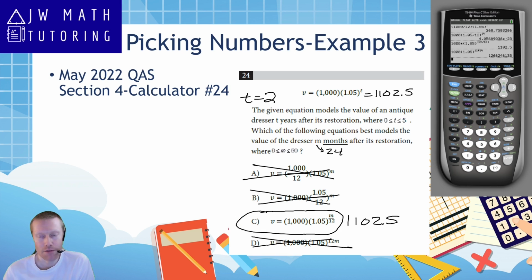And again, all I did for this problem was I picked a value or number for t. Based on that, I found the corresponding value of what m had to equal. And then I plugged t into the original equation. I plugged m into all of the answer choices, and I found the answer choice that gave me the same value, the same number, as when I plugged the t value into the original equation.